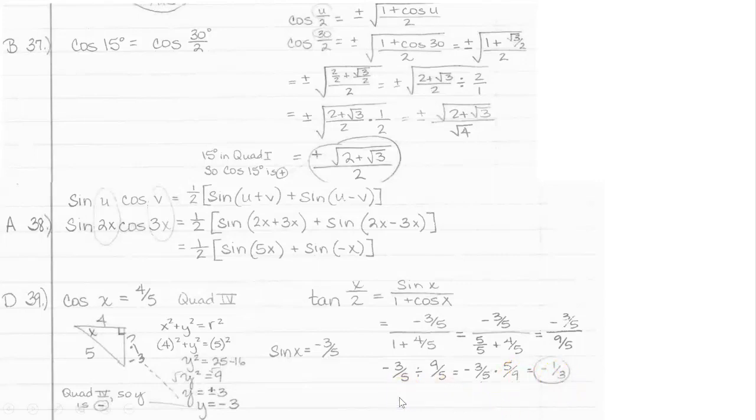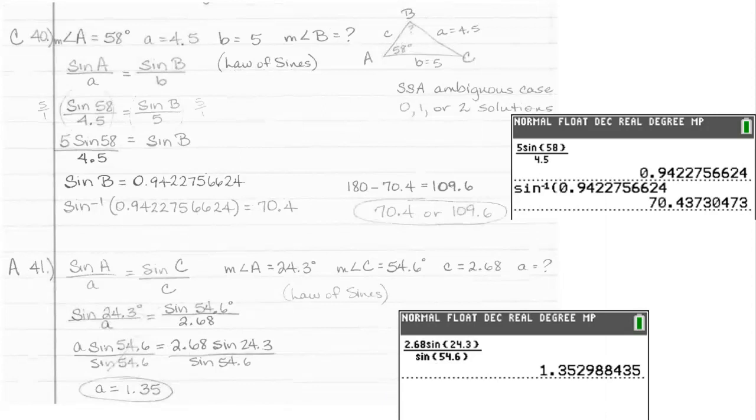All right, then for number 40, we're moving into law of sines and law of cosines. So for 40, they told us that angle A is 58, side a is 4.5, side b is 5, and they asked us to find the measure of angle B. So to begin with, when you draw these triangles, remember you have to draw the angle and the side that have the same letter opposite of each other. So we usually use capital letters for the angles and lowercase letters for the sides, but you'll notice that angle A is 58 and side a is 4.5. Those are straight across from each other. And the same thing with the B's here.